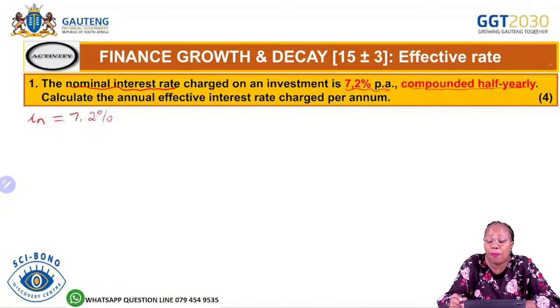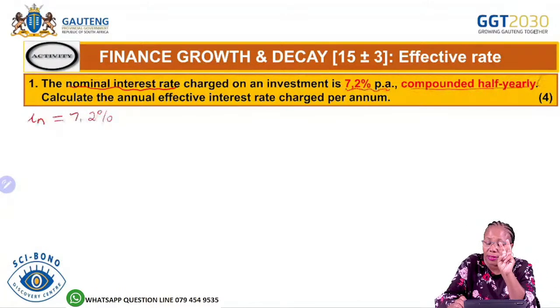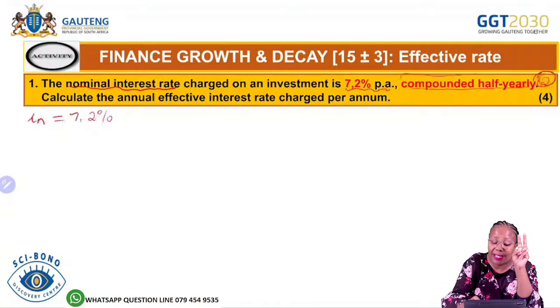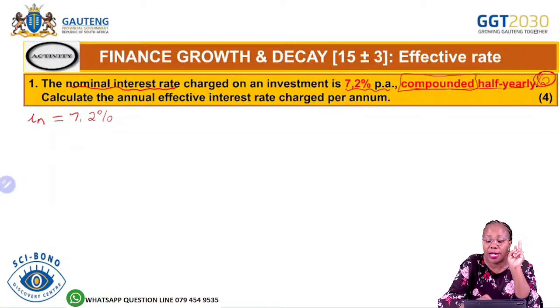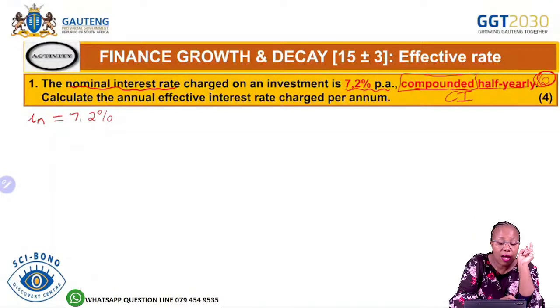Remember, when you talk compounded half yearly, how many times does it occur? Twice. Compounded half yearly, that means my I will be affected by 2 and the N will also be affected by 2. And then the minute I see this word compounded, I know that I will be using a compound interest formula. Okay, this is compounded, it's fine.